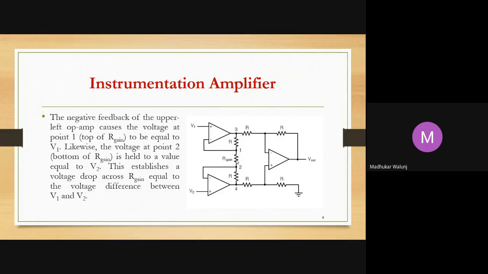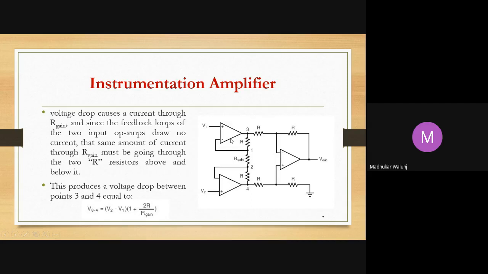Similarly, if we go to the bottom operational amplifier, the negative feedback of the lower op amp is also connected to the bottom of the R gain. So it takes the value V2. So at 1 we have V1 because of the virtual earth concept, and at 2 we have V2. So there is a voltage drop across R gain. That voltage drop is nothing but the difference between V1 and V2.